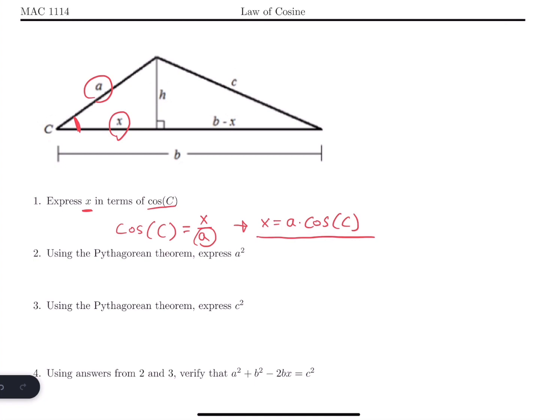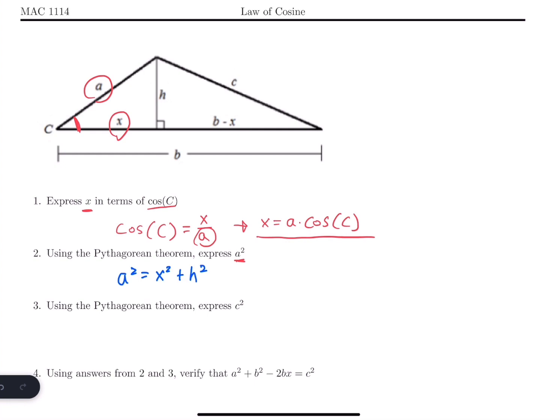Second step, using the Pythagorean theorem, express a squared. We know that a squared equals h squared plus x squared. So a squared equals x squared plus h squared. Also just keep that in mind. We'll come back to this in a second.